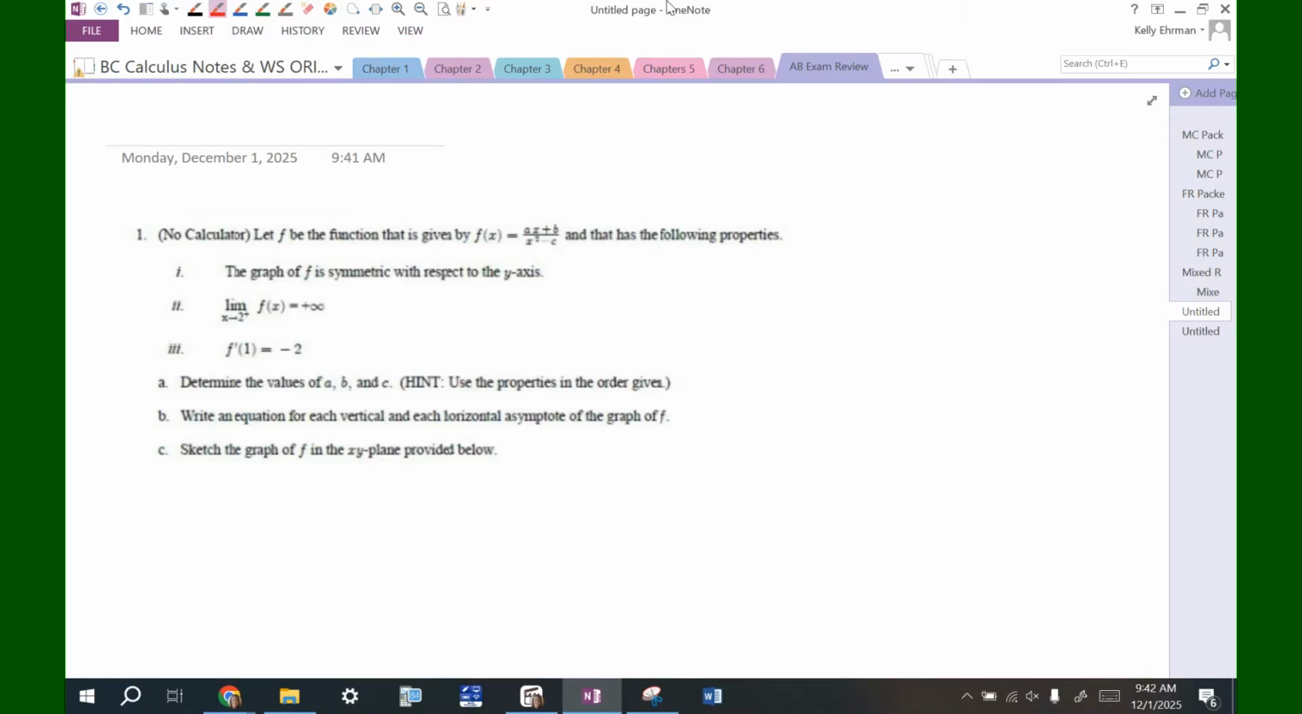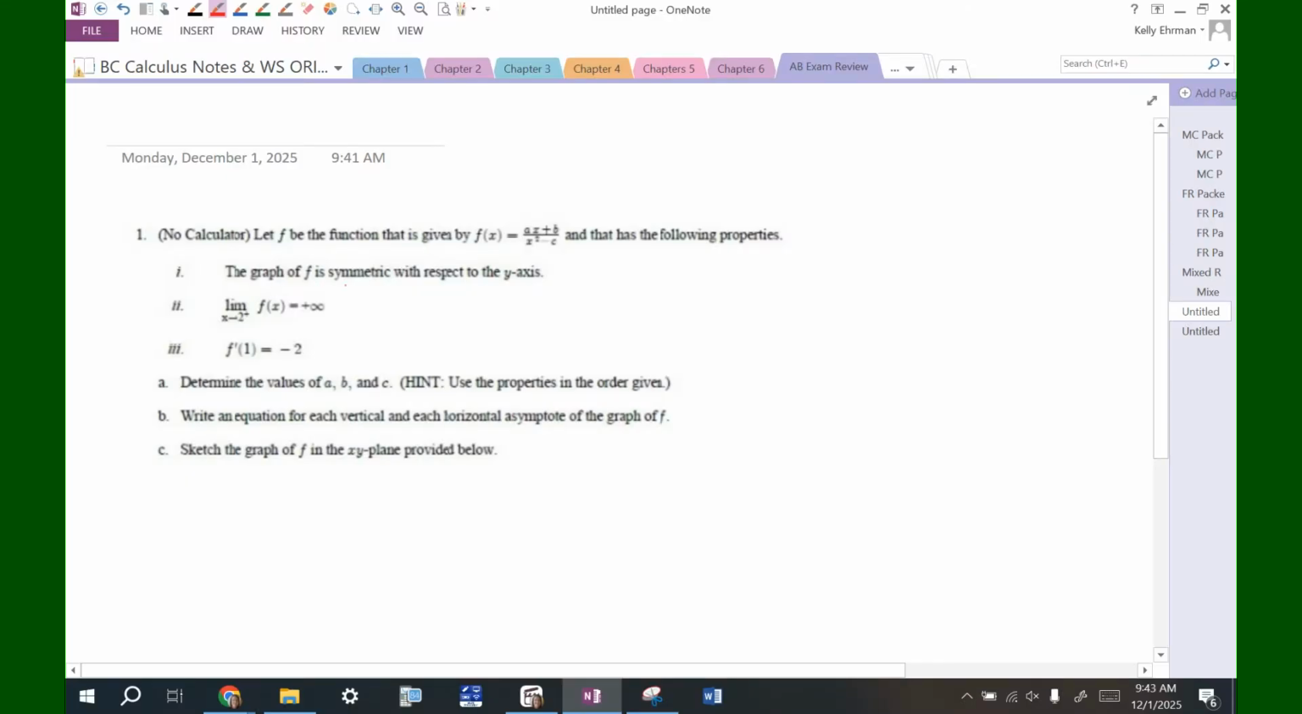Okay, so take a look at this first one. Let f be the function that is given by this. This is a bit hard to see, but that does say ax plus b over x squared minus c. There we go. Okay, so we have three statements here.